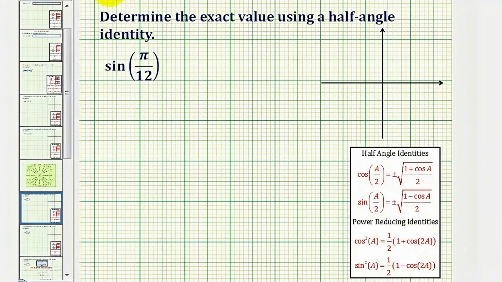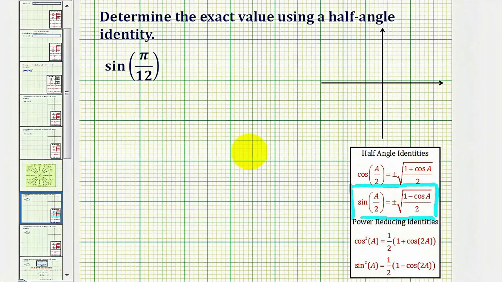For this example, we'll be applying this half-angle identity for sine, though in the next video we'll find the same sine function value using this equivalent identity given here. Let's begin by determining the value of A, as well as whether the sine function value will be positive or negative.